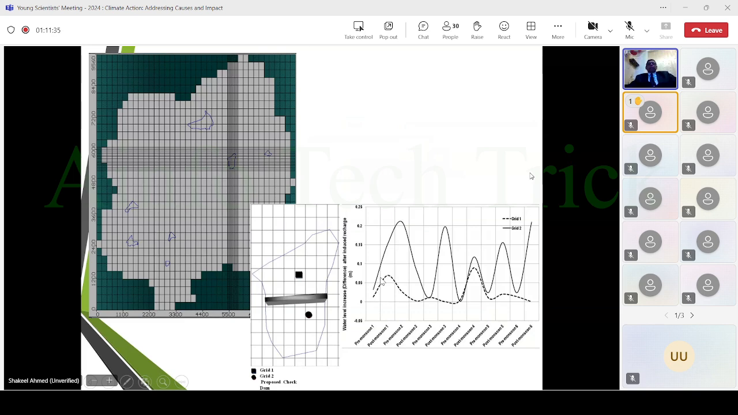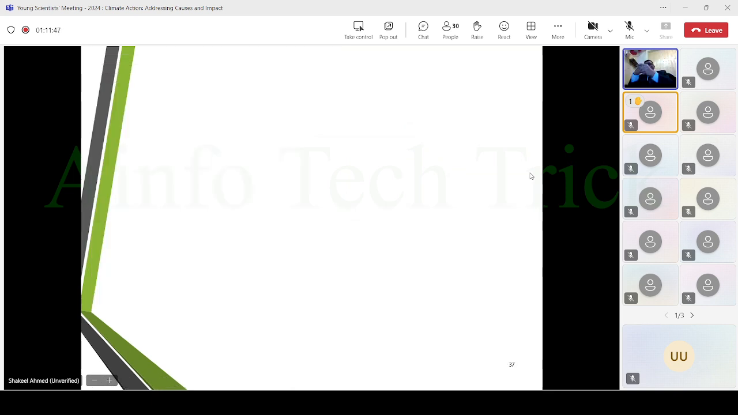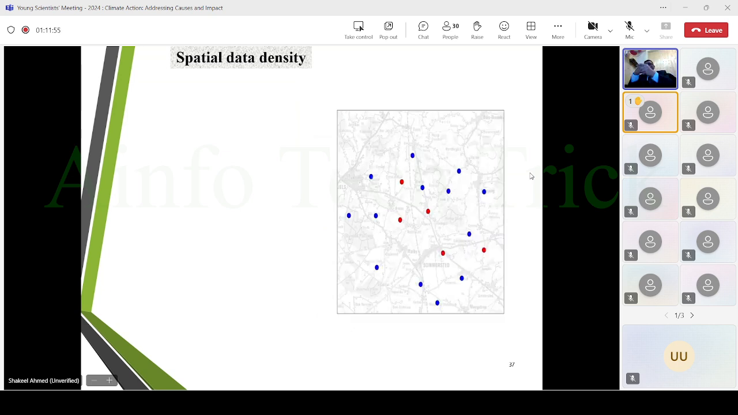So what I'm trying to conclude here is that unless we have the geoscientific knowledge, we cannot do this exercise, and we will always be losing and misguiding. Now I'm going to the last part of my presentation.